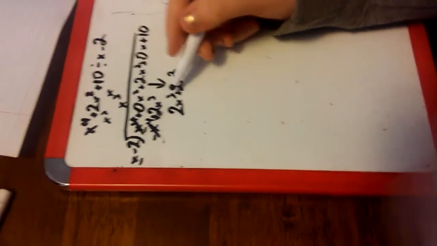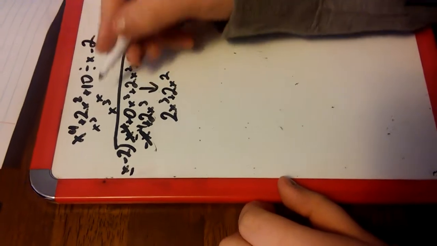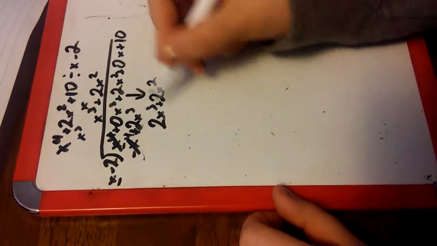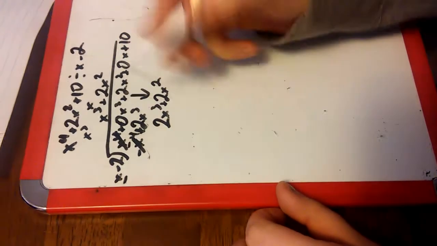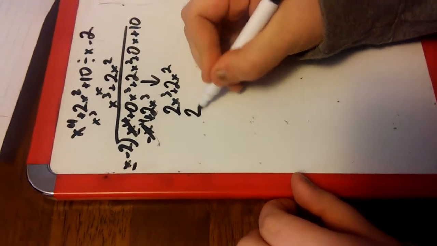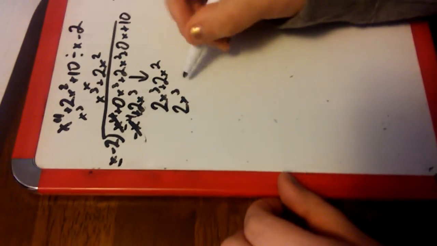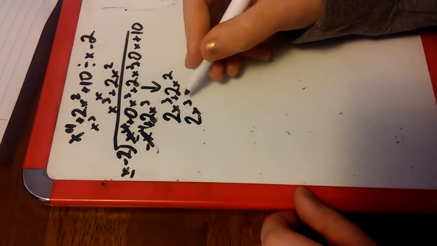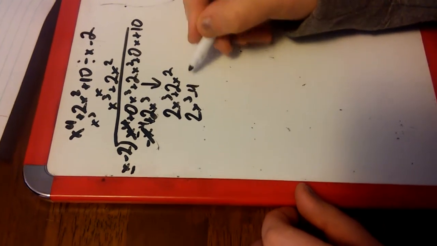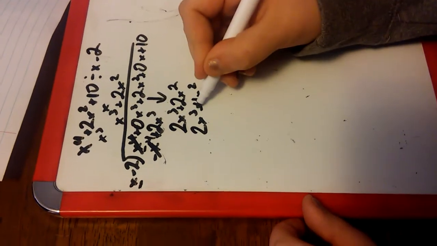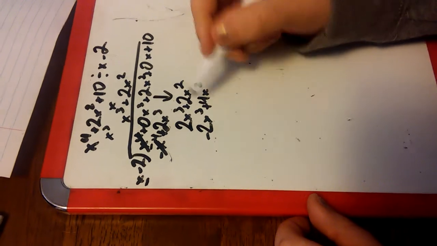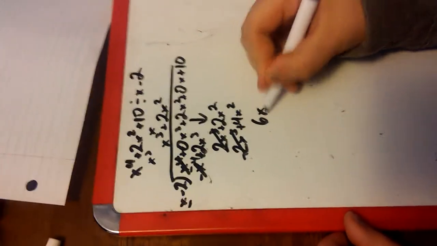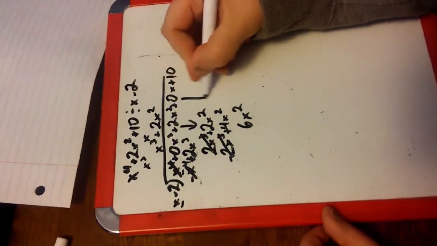So you'll have 2x to the third divided by x, which leaves you with 2x to the second. 2x to the second times x will give you 2x to the third. And 2x to the second times negative 2 will give you negative 4x to the second. Well, that's going to become a positive, and that's going to become a negative. So these two will cancel out, and then you'll be left with 6x squared.